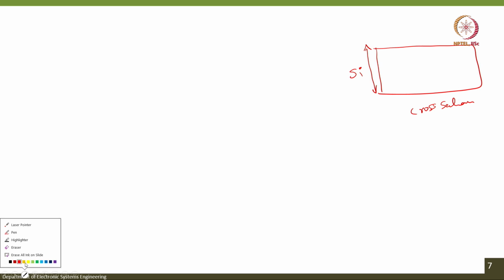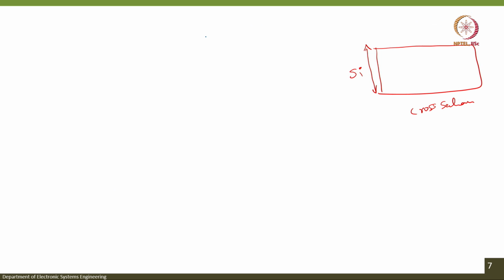For that, let me put some things in perspective. Let us say you have a silicon wafer. This is a cross section I am drawing, and this is the thickness. Now, on top of this silicon oxide grows. Let me take another color. So, initially what will happen? Initially there is no silicon dioxide.